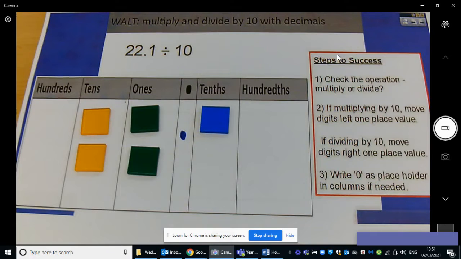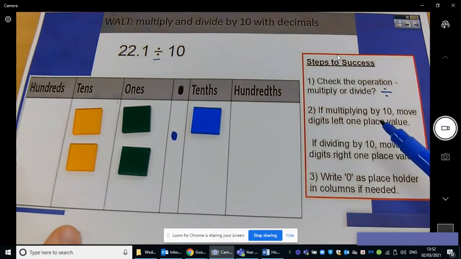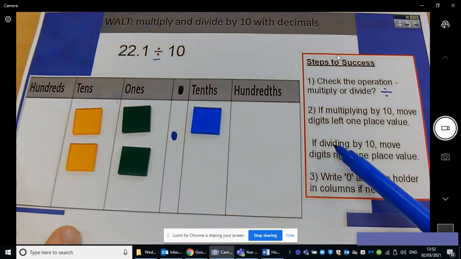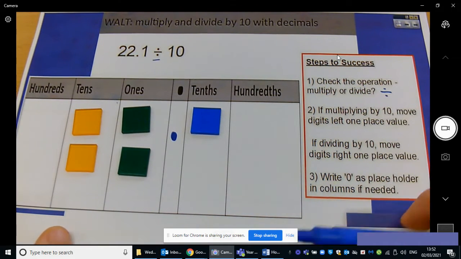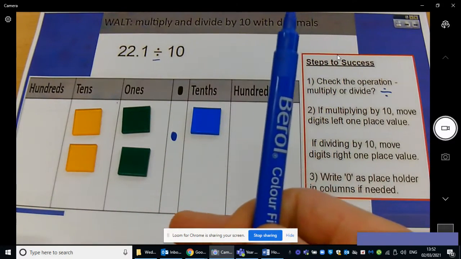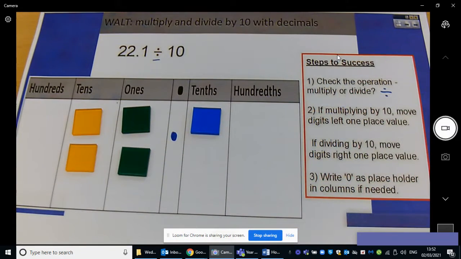So, step 1, check the operation. Now, are we multiplying here or are we dividing? Looking at the question, are we multiplying or dividing? You can see we are dividing. So that means this step that we used last time isn't needed because we're not multiplying. So we'll move on to the second branch of that. If dividing by 10, which we are, move the digits right one place value. So when we multiply, we move the digits left one place value. If we're dividing by 10, we move them right one place value.